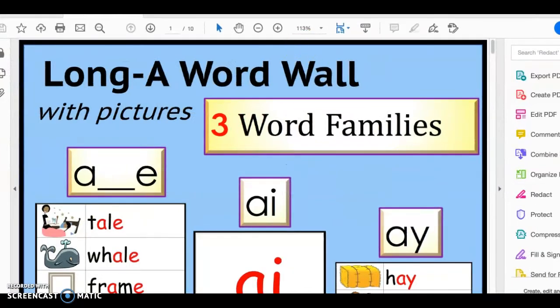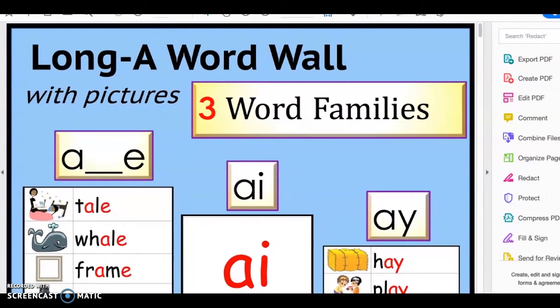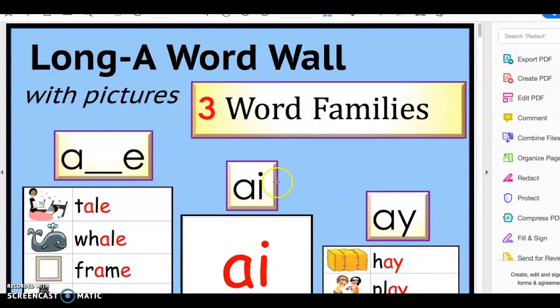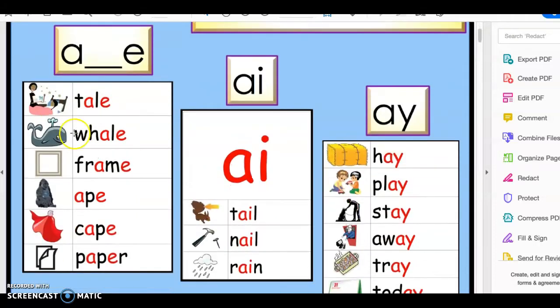So let's get started. Okay, so like I said, the letter A can say its own name, but only if it is spelled a certain way. So first we're going to talk about A blank E. If a word has an A and then another letter and then an E, it says the word A. I'm going to give you an example.